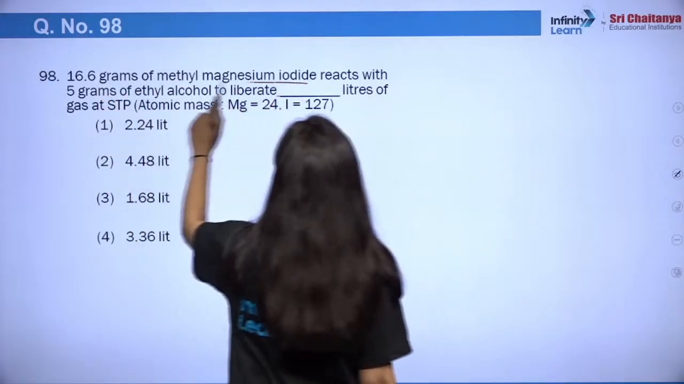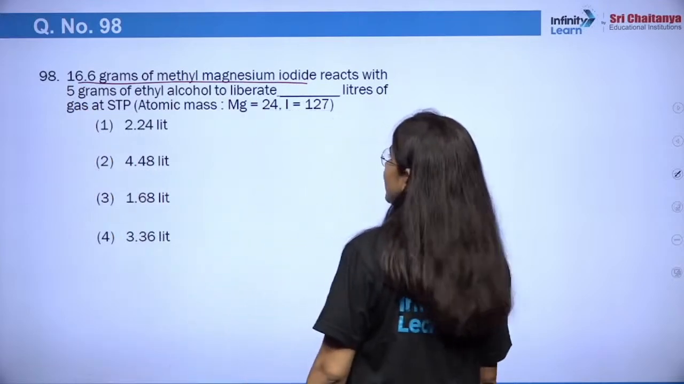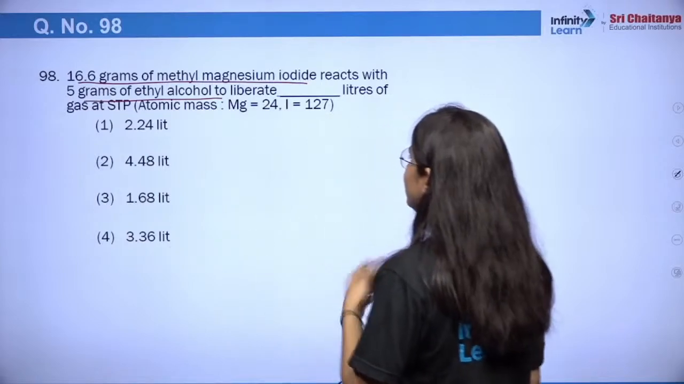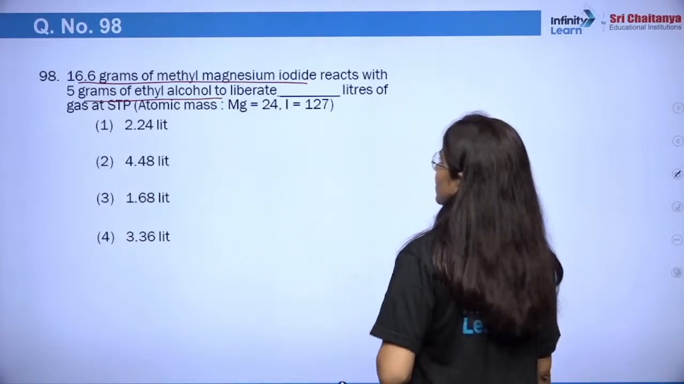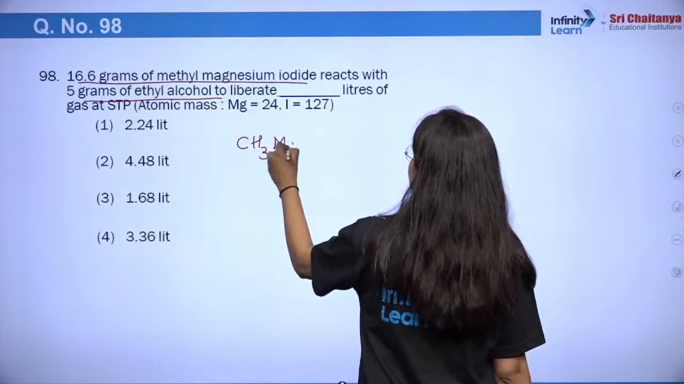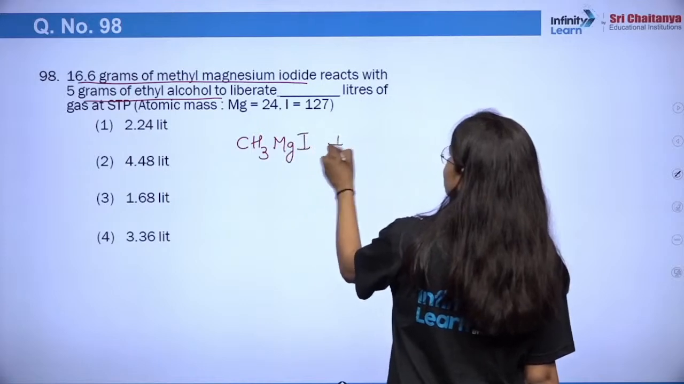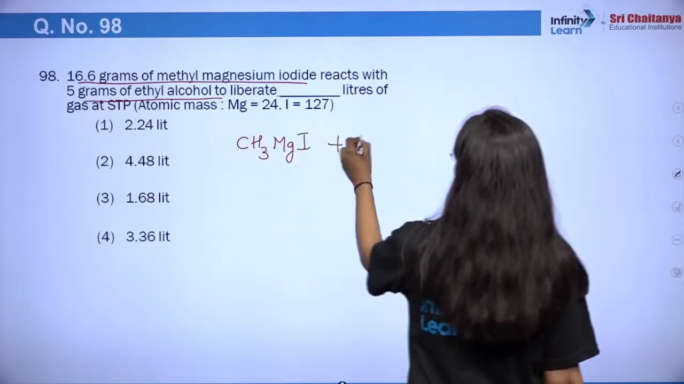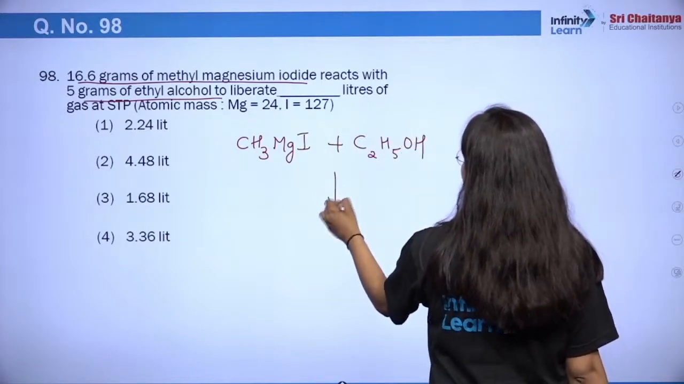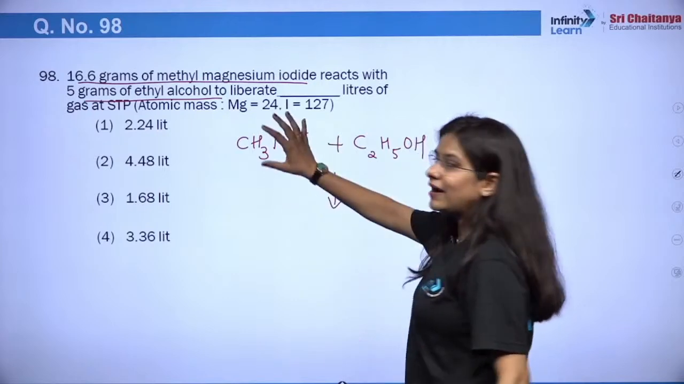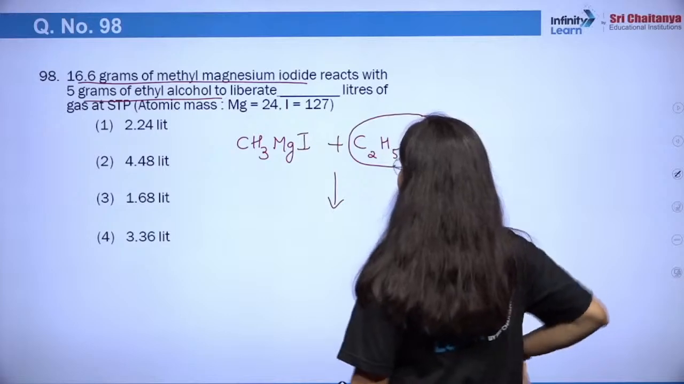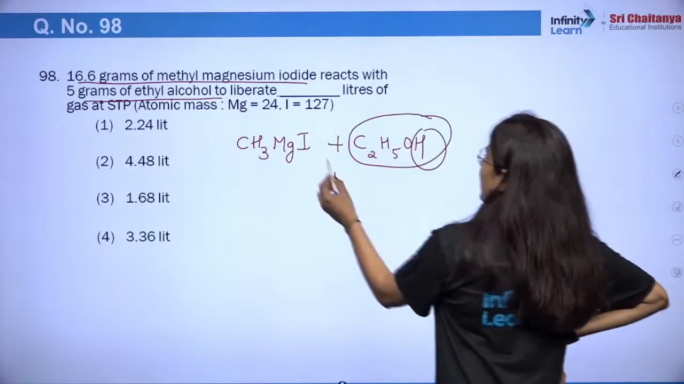16.6 gram of methyl magnesium iodide reacts with 5 gram of ethyl alcohol to liberate dash liters of gas at STP. Okay, so methyl magnesium iodide, that is CH3MgI, reacts with ethyl alcohol, C2H5OH. What is the reaction? So when our Grignard reagent reacts with a proton donor or acidic compound, then what will happen? It takes this H and ये भी बाहर निकल लेगा.